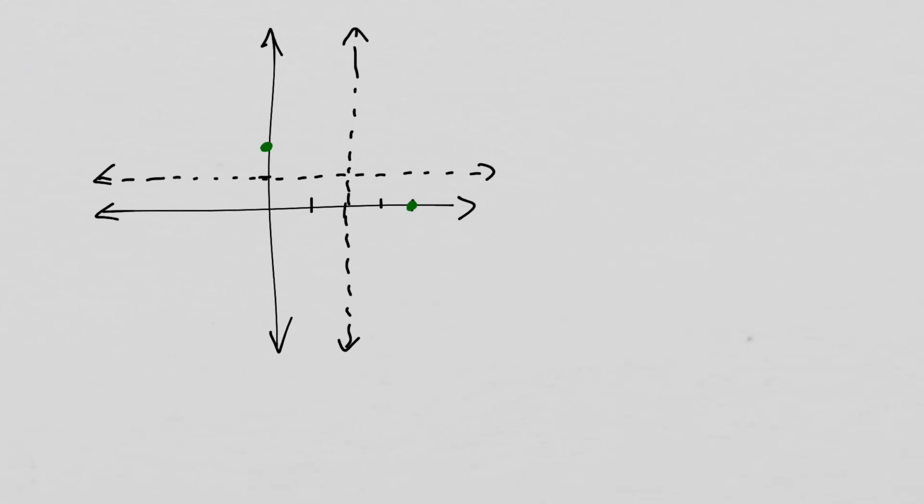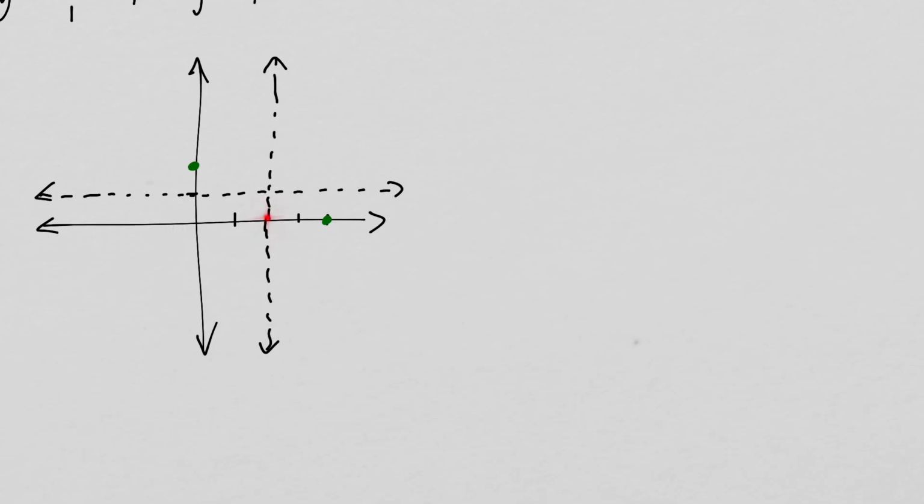Now, we still have to get more points, right? So we still have to plug in some values to the right of 2 and to the left of 2. And if you do that, you should see that the graph comes in something like this here on the right side. And on the left-hand side should do something like this here.